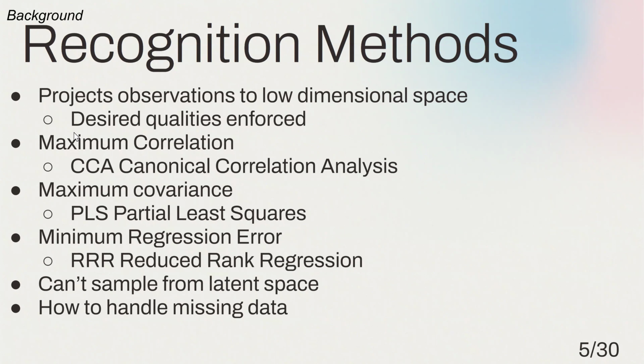What these do is they project the observations to a lower dimensional space and enforce these desired characteristics of the data. For example, CCA enforces maximum correlation between these latent components. And they just mention, obviously, that these are not generative. You can't really sample from the latent space with these recognition methods. And I guess they don't really know how to handle missing data.